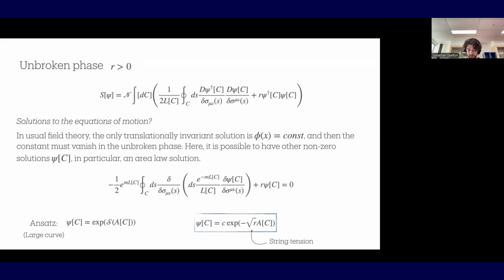Okay, so let's consider the unbroken phase, sorry, where R is positive. As usual, we can have maybe a constant solution where this constant vanishes in the unbroken phase. But they've shown that actually you also have more solutions than that. You have all the functionals that satisfy the area law.